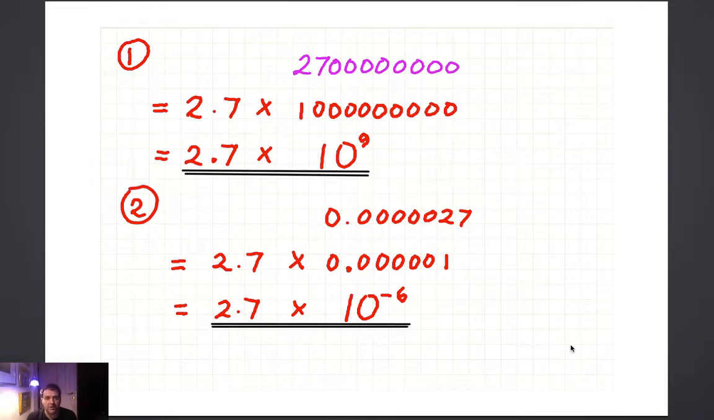So here are the answers. I hope you paused the video. So starting off with this number here, it was 2,700,000,000, a 2, a 7 and loads of zeros. So from that I got a number between 1 and 10 using the same digits, which was 2.7.